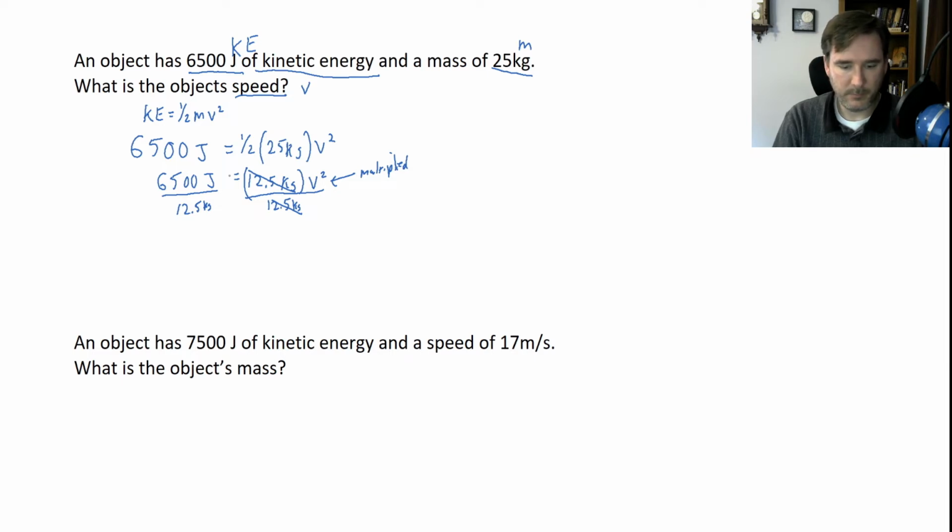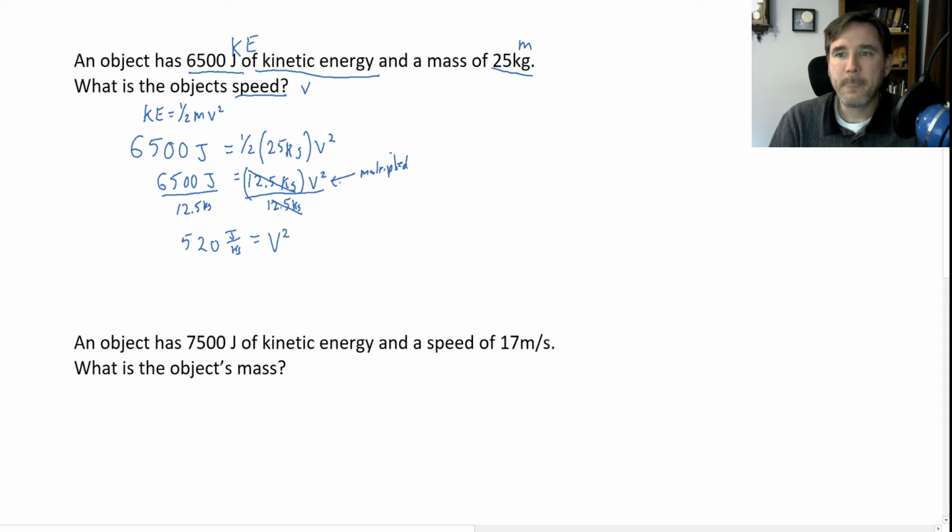So if I take 65,000 divided by 12.5, just double checking that, I get 520, and the units are just going to be that, and that's fine.